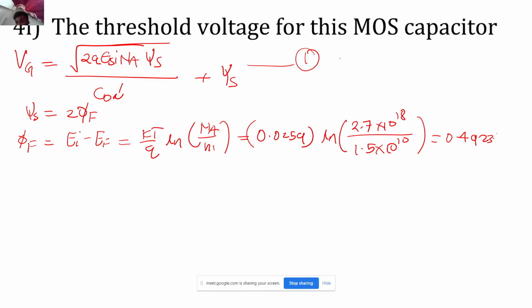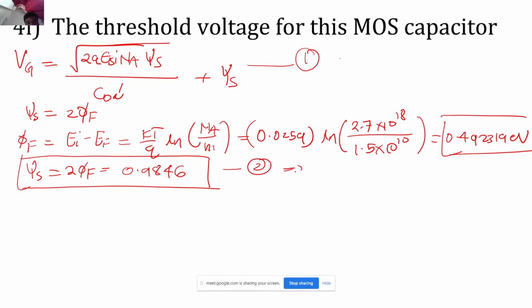I just need to put psi s is equal to 2 phi f, and this will be what? I guess 0.9846. Correct. This is the value of psi s that I have to put in equation number 1. Right. So now I will be just putting all the values.